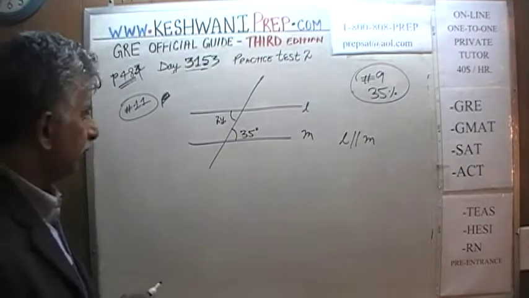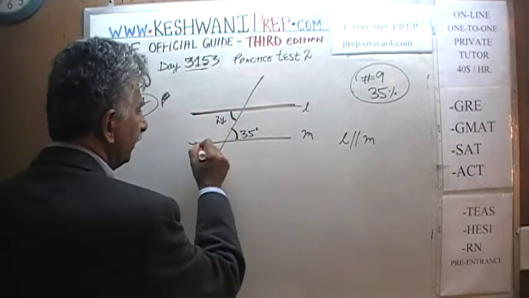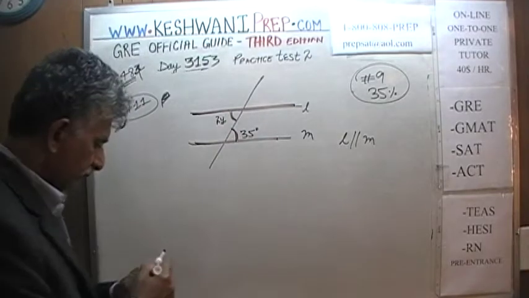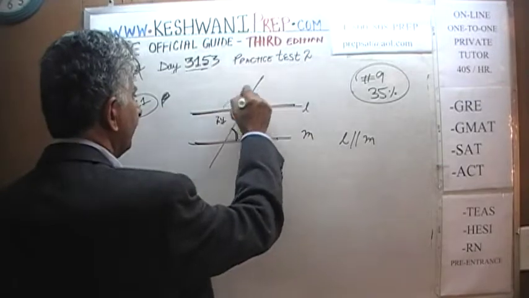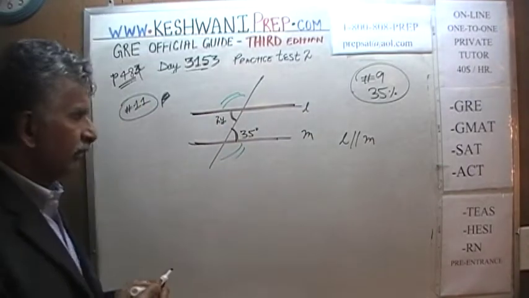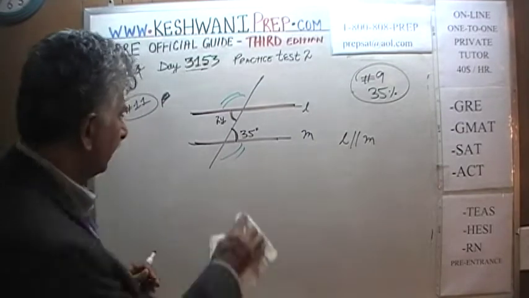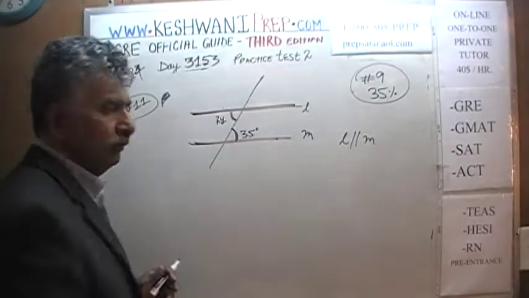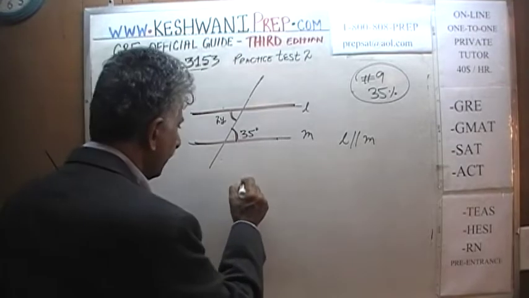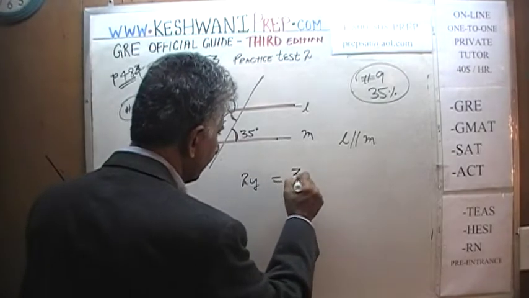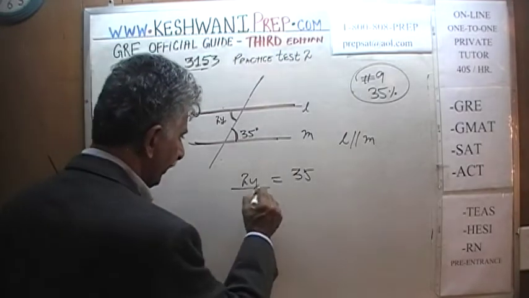Well, there's not much to do here. We know that when you have two parallel lines, this angle has to equal that angle. What else do we know? We also know that this angle right here has to equal that angle. But we are not interested in that. Let's erase this part that we are not interested in. All that matters to us is that this angle and that angle are equal. Therefore, 2y equals 35.